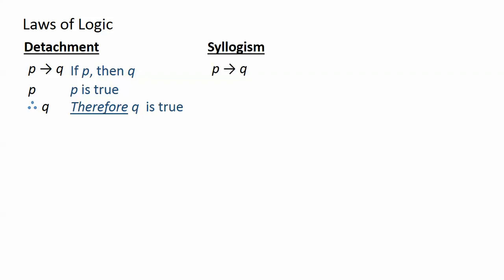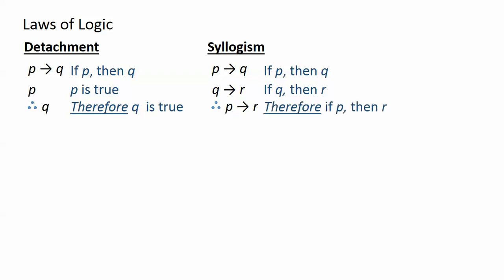Syllogism. P arrow Q. If P, then Q. Think of a domino effect. So if P, then Q must happen. If Q happens, then R must happen. If Q, then R. Therefore, if P happens, then R must happen. Therefore, if P, then R.